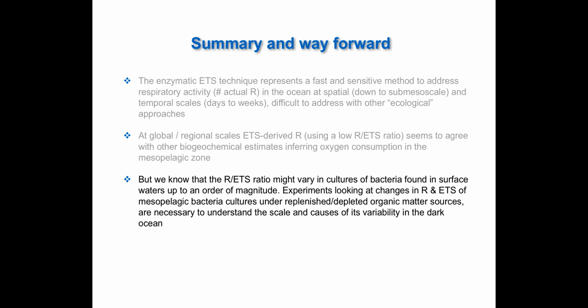But we know that this ratio might vary in cultures of bacteria found in surface waters up to an order of magnitude. So we need to run experiments looking at changes in respiration and ETS of mesopelagic bacteria cultures under replenished and depleted organic matter sources. We need to understand the scale and cause of its variability in the dark ocean, and we need to bracket this if possible, because otherwise we will be just assuming that all the bacteria are in the same physiological state in the deep ocean. So I think this is one of the main challenges we have in the future. But this is very difficult to do in situ, measuring respiration and looking at the bacteria in situ, because the rates in the ocean are so low that we cannot just go there and measure in a simple way.